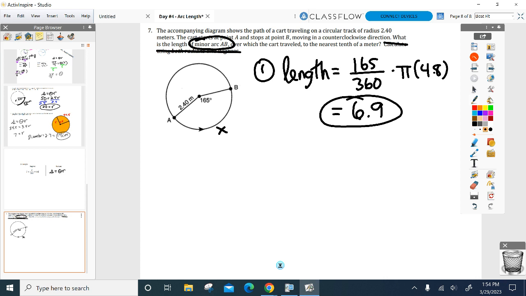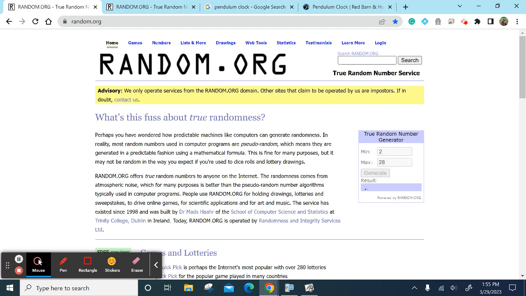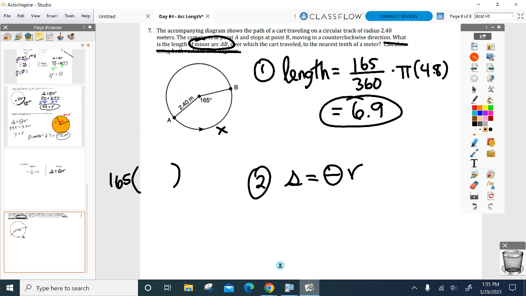I want to use the other formula now. S equals theta R, but hey, we understand I can't plug in 165 for theta. Only radians go into that. So here we go, off to the side. Help me convert 165 into radians so I can plug it in for theta. Because you cannot plug 165 into this formula. It's in degrees. What do I multiply it by? Pi over 180. Good job, pi over 180.